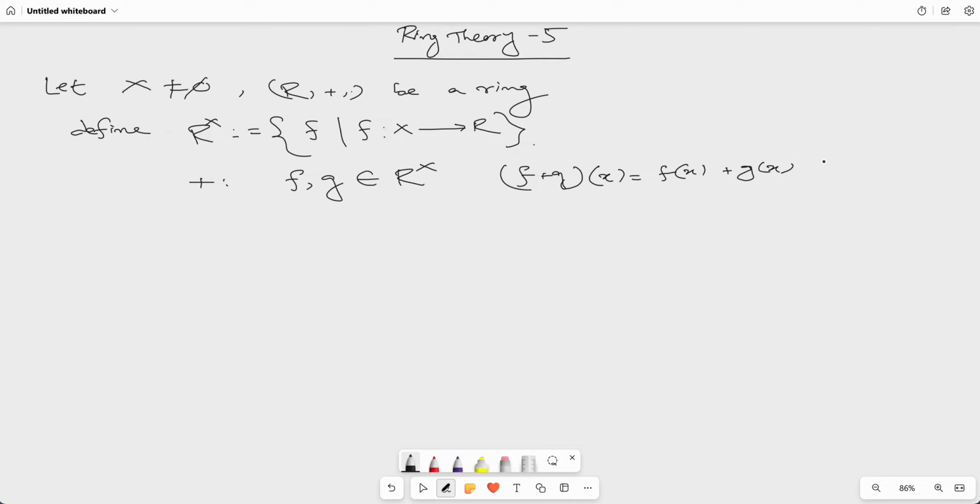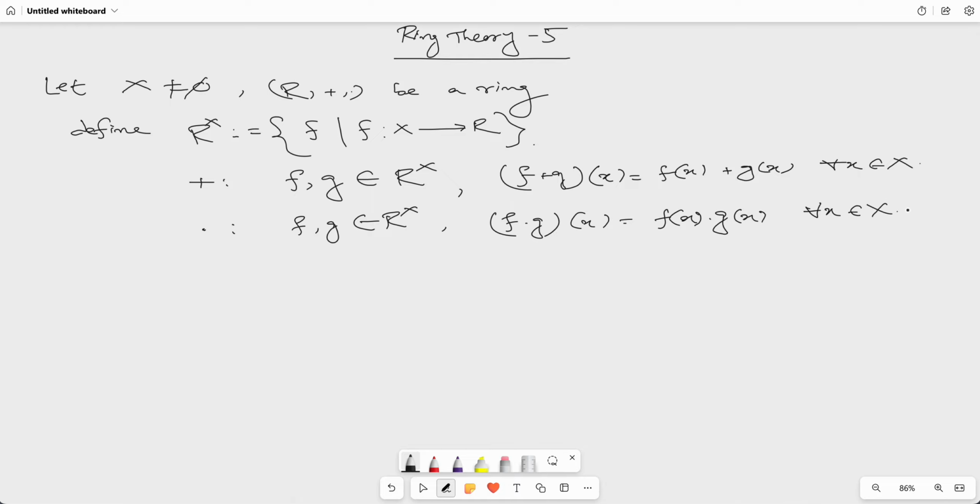for all x inside X. And you will define the multiplication in such a way: f, g are two functions in R^X, and you will define (f · g)(x) as the usual multiplication f(x) · g(x), for all x inside X. You have to show this R^X with this plus and dot is going to be a ring. You have to check the properties.